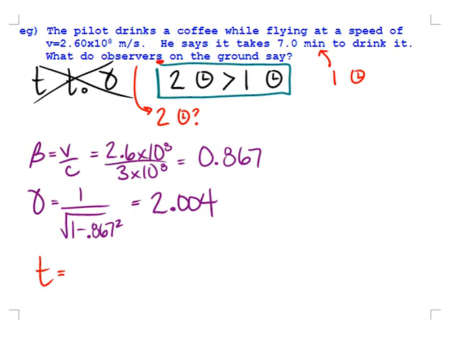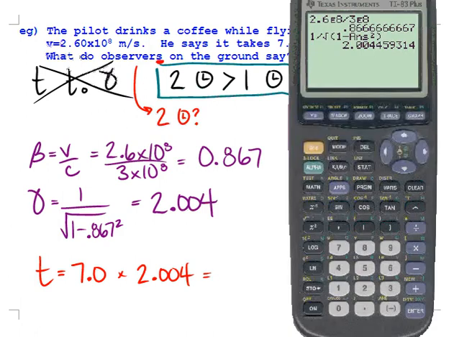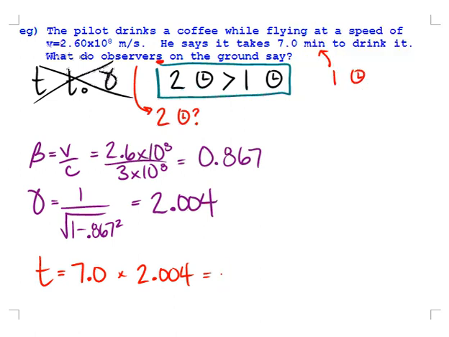The time recorded by the observers, we know the 2 clock time is bigger than the 1 clock time. So we're simply going to take our 7 minutes and we're going to multiply by gamma, 2.004. And that should give us just 14.0 times 7. Yeah, there you go, 14.0 minutes.